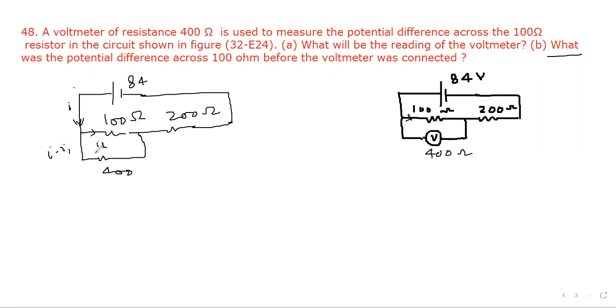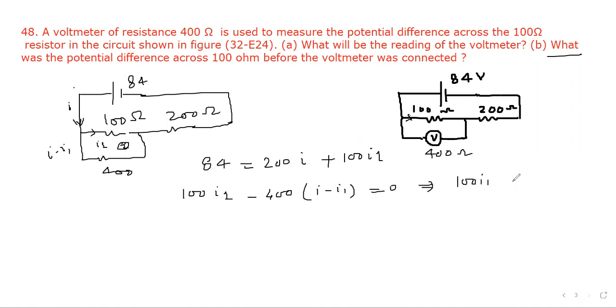So we can evaluate, let's say, equation 1: 84 equal to 200 I plus 100 I1. And in this loop, suppose it is number 2, so it is 100 I1 minus 400 into I minus I1 equal to 0. That gives 100 I1 minus 400 I plus 400 I1 equal to 0, or 500 I1 equal to 400 I. So 5 I1 equal to 4 I.